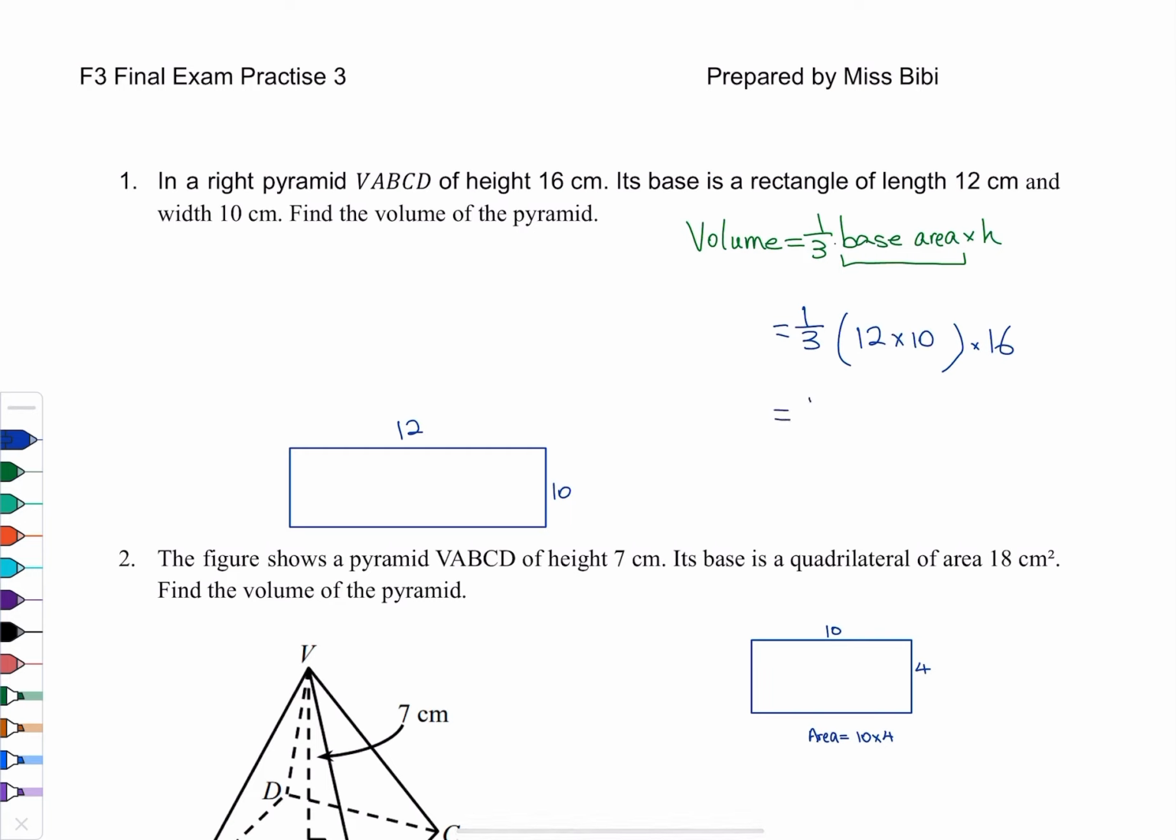Now just click calculator. 1/3 times 12 times 10 is 40, and then times 16. And then you will have to click calculator and find the final answer. You have 640 cm cube. Remember, the unit is very important, cube this time. It's cube because this is a 3D shape. The pyramid is a 3D shape and you're finding the volume of it. So you need the cube there. Okay, that's how you do the first question, just finding the volume.